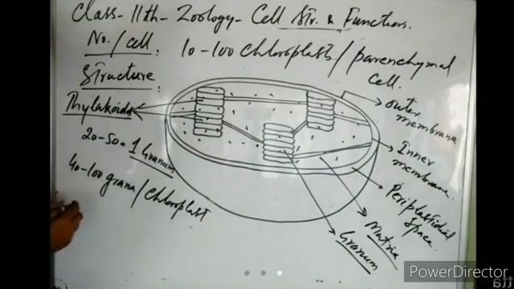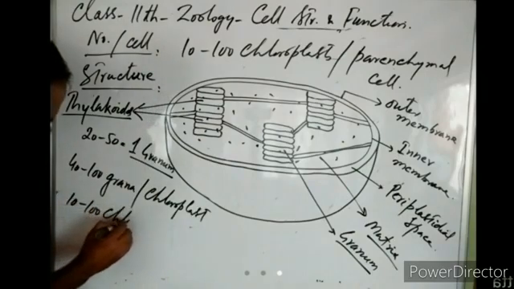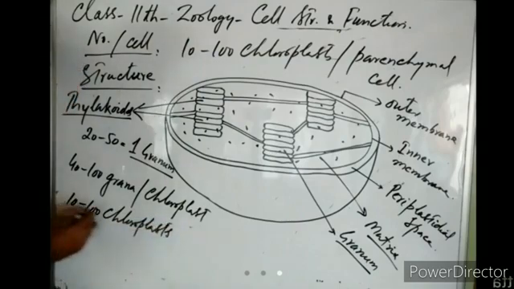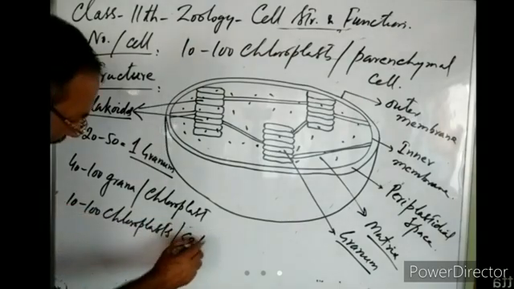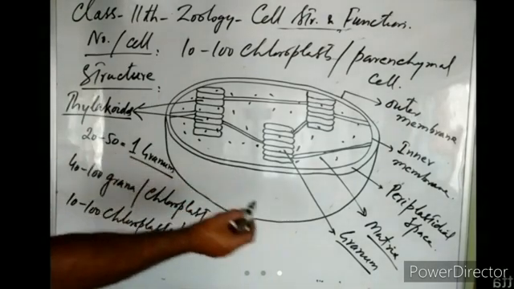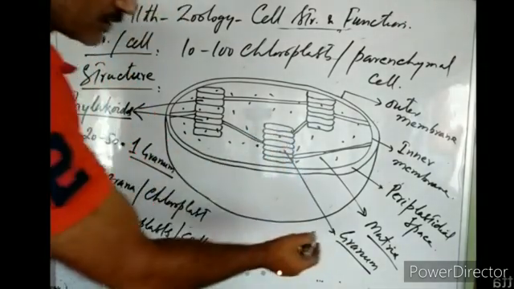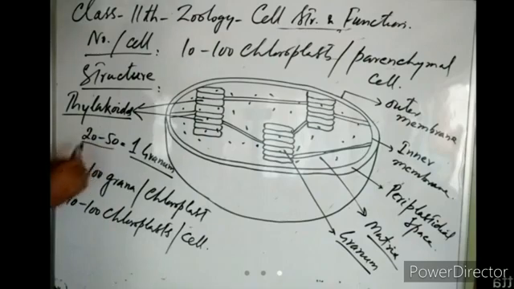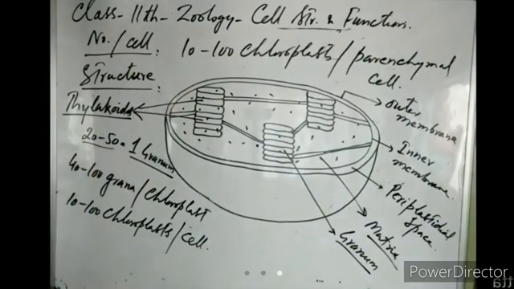And how many chloroplasts are present per parenchymal cell? In a typical parenchymal cell, there may be 10 to 100 chloroplasts per cell, right? So in the matrix of chloroplast, we find some stacks of sac-like structures. These stacks are known as grana. Singular is granum. Each granum is formed of some 20 to 50 sac-like structures known as thylakoids.